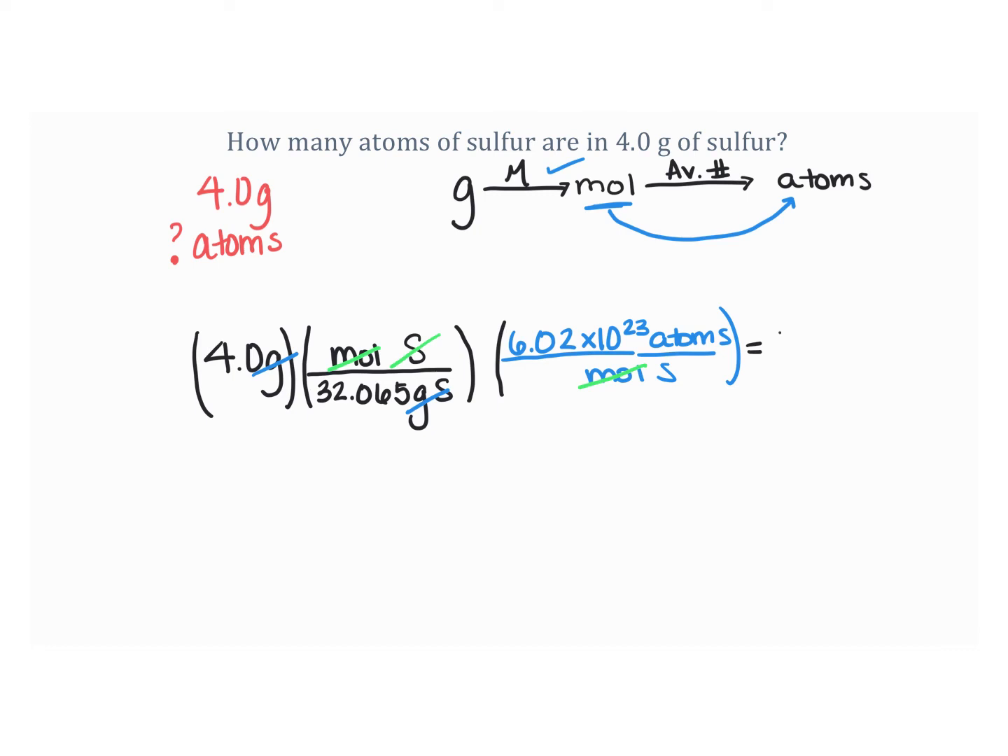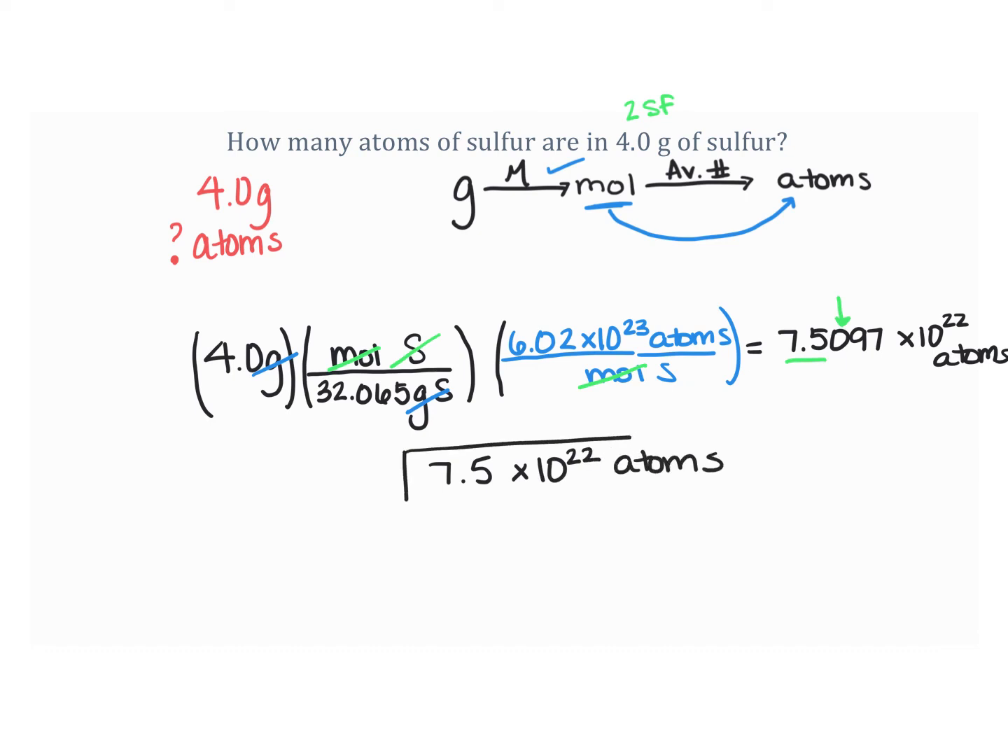When you do this, you should get 7.5097 times 10 to the 22nd atoms. But again, remember, we need to think about significant figures. We have 2 significant figures here, so we need to have 2 significant figures here. So we're going to look at this number right here. That's a 0, so we're going to stay as is, and we should end up with 7.5 times 10 to the 22nd atoms. And so that's our answer.